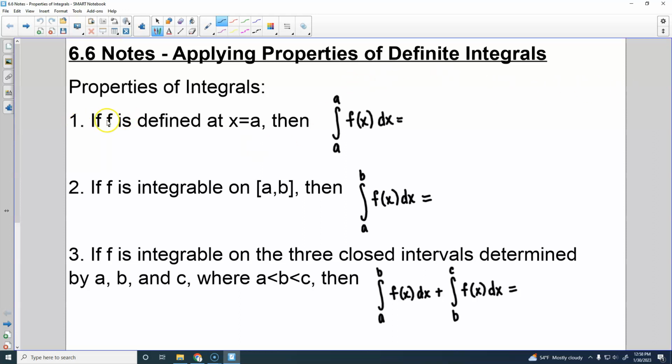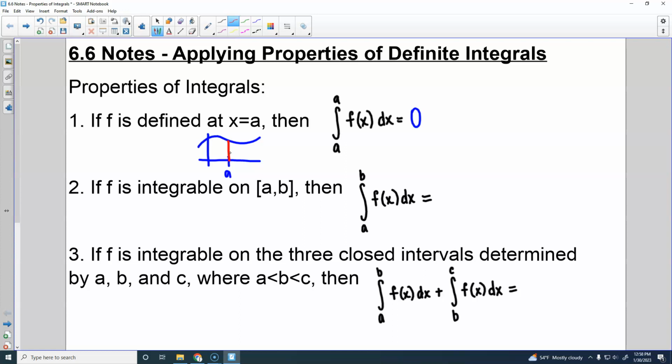So the first thing that we're going to look at is, if f is defined at x equals a, then the integral from a to a of f of x dx is going to equal 0. This is because you're going from a to a. So if you think about that on your graph, if a is right here, and I'm going just from a to that same point, I have no width for my area there, so I'm just going to get 0 for that.